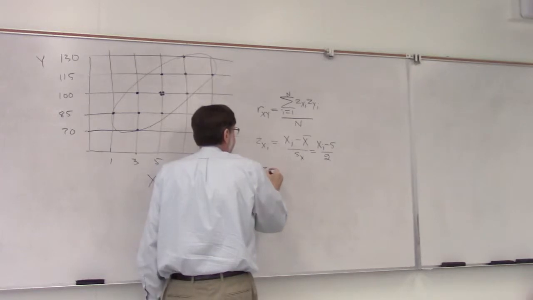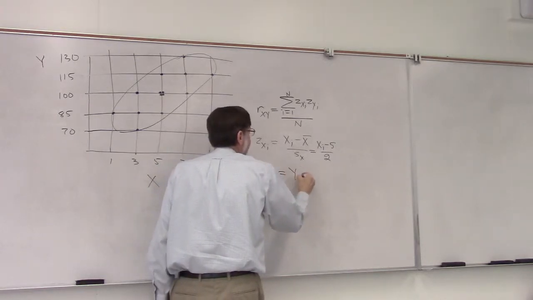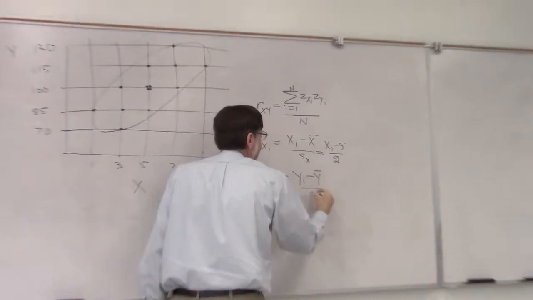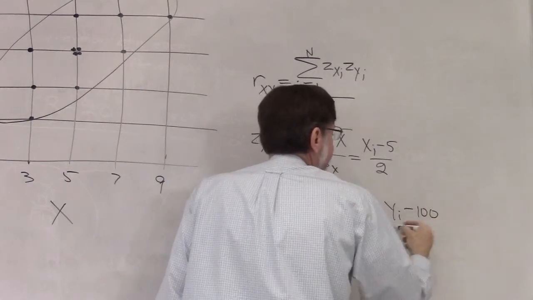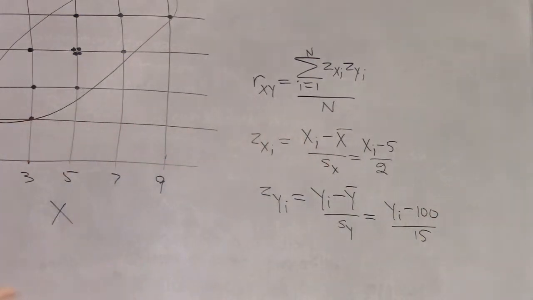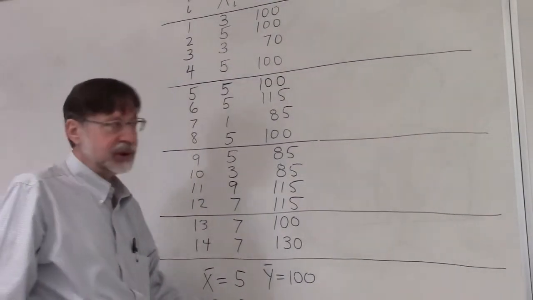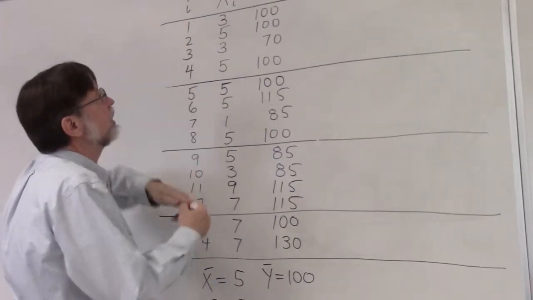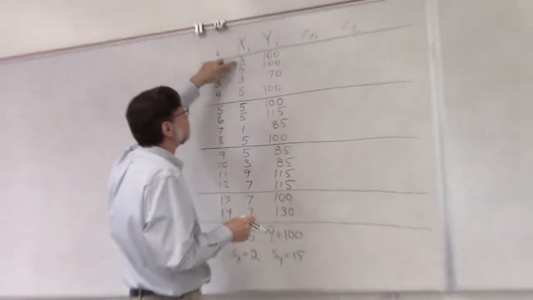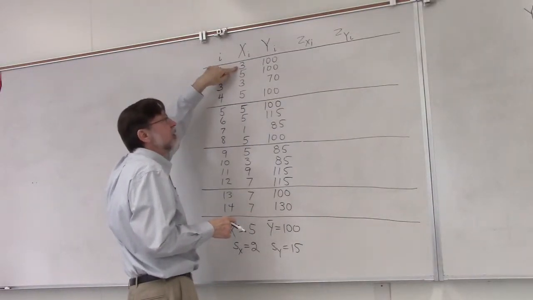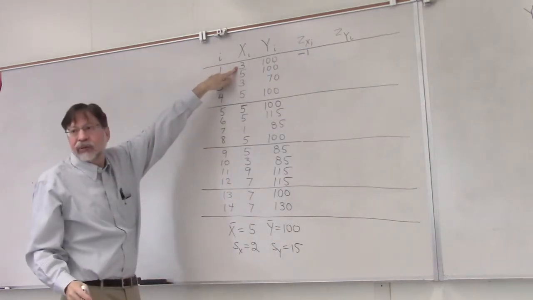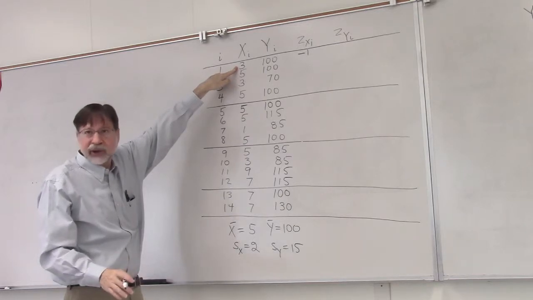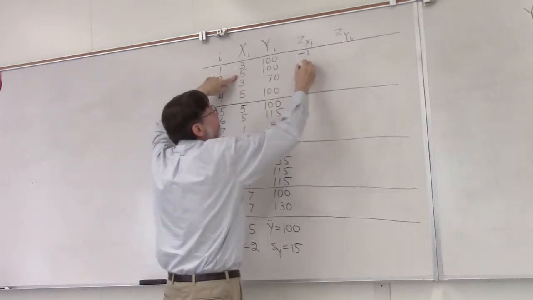And the z-score for y sub i is equal to y sub i minus y bar divided by s sub y. And so that's equal to y sub i minus 100 divided by 15. Why 15? Because the mean of the y's was 100 and its standard deviation was 15. All right. So I'm going to take 3 minus 5 divided by 2. That's negative 2 divided by 2 is negative 1. Everybody clear on that? So I'm converting the score into a z-score. Right? Any questions? 5 minus 5 is 0, divided by 2 is 0.